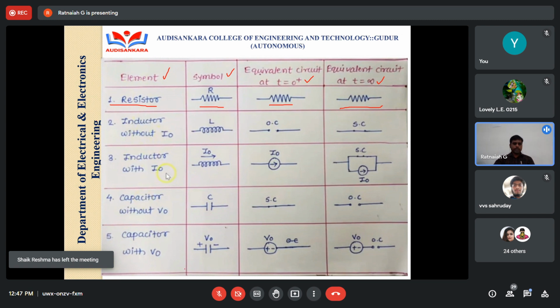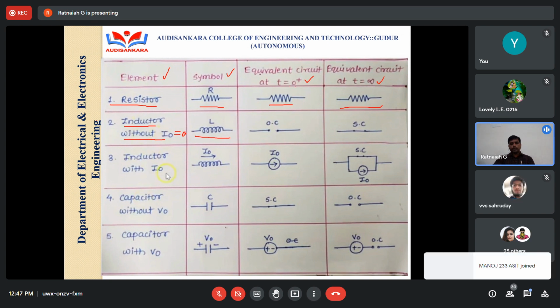Coming to the second one, what is the second one? Inductor. So for the inductor, here I am going to take it without initial current. That is, the initial current is 0. Without initial current means it is 0. Let us suppose your mobile phone has 0 charging. At that time the symbol for the inductor is like this, which is represented by the letter L.